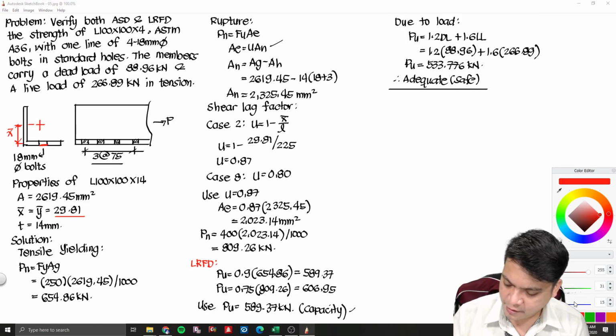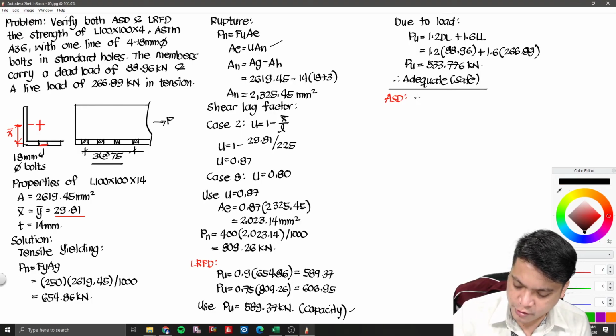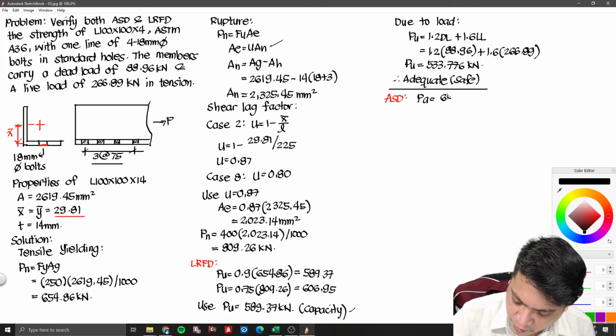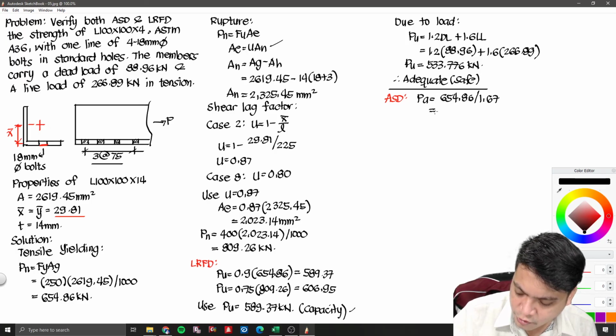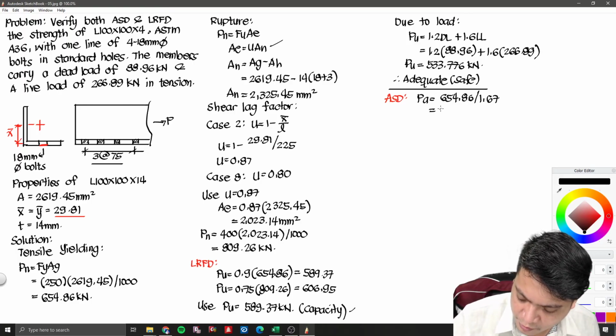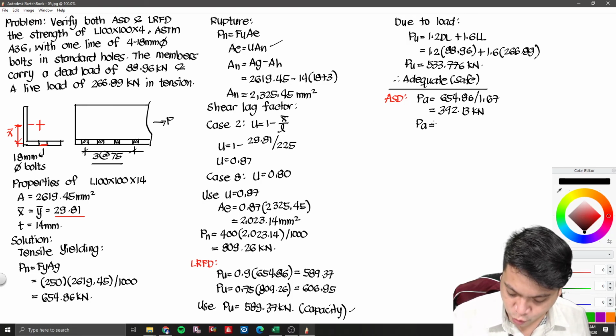Okay, next. Using naman for our ASD, ganun din ang gagawin ko. So, kukunin ko muna si PA due to yielding, so that's around 654.86. I-divide ko by 1.67. So, you will be having here 654.86 divided by 1.67, and you will be having here 392.13 kilonewton.